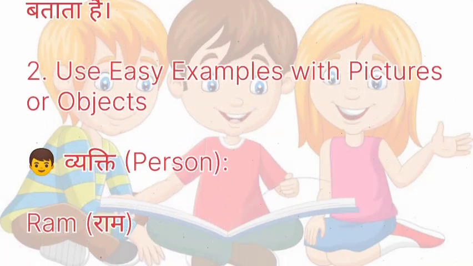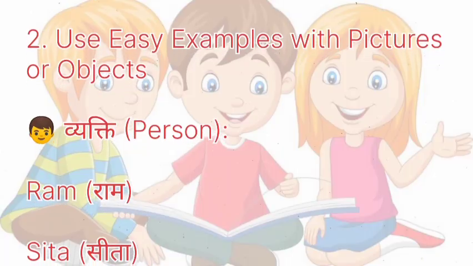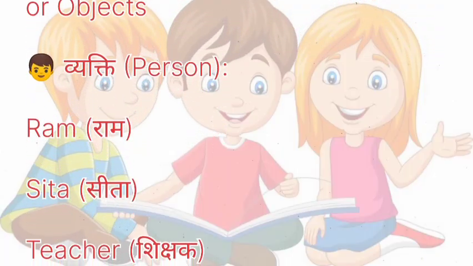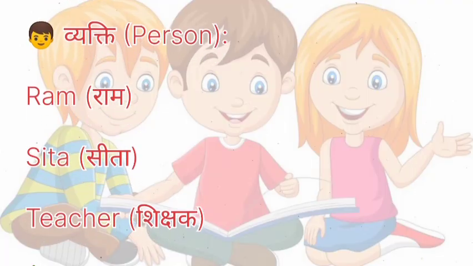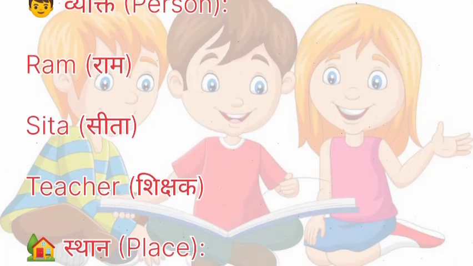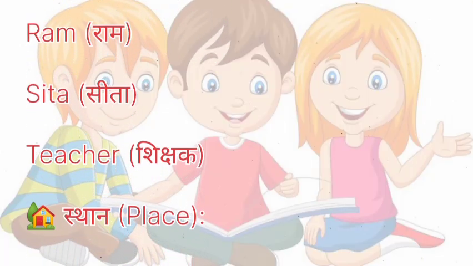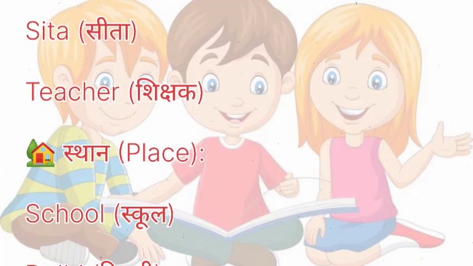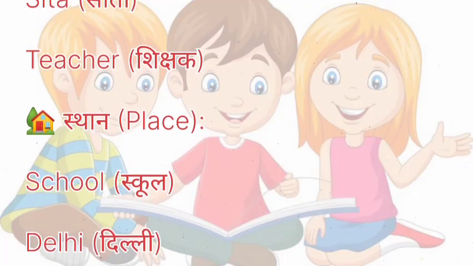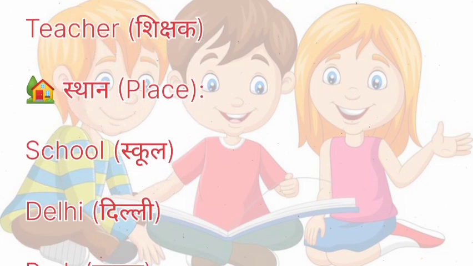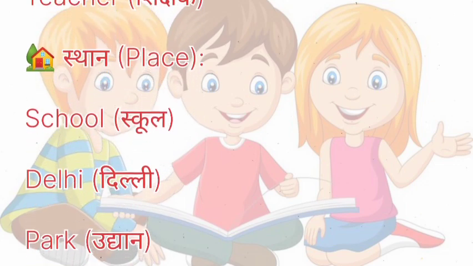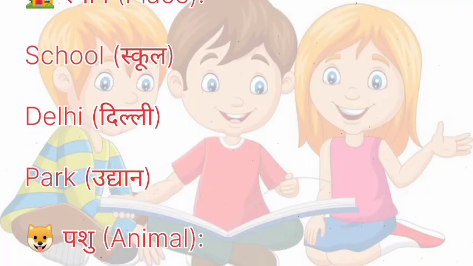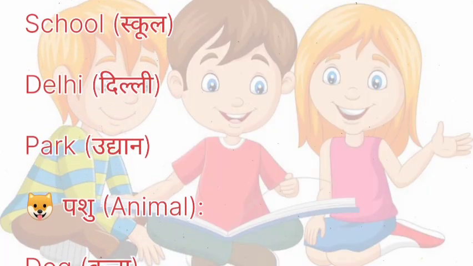Use easy examples with pictures, like person: Ram, Sita, teacher, and place names: school, Delhi, park. All naming words are called nouns.